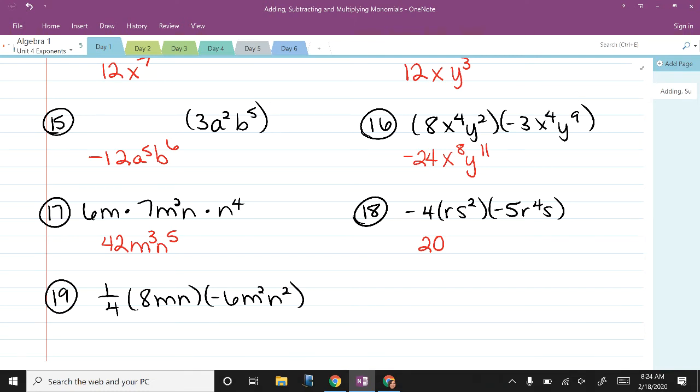What are we going to get for R? There's 1 plus 4 is 5. Yeah, R to the 5th. I don't like my S's in there, especially with 5s. I really don't like S's. And then S squared and S to the 1st makes S to the 3rd.